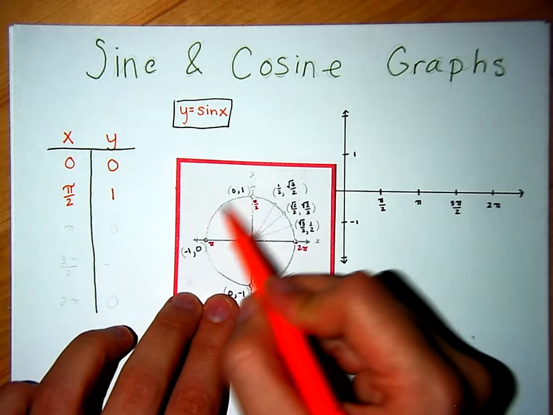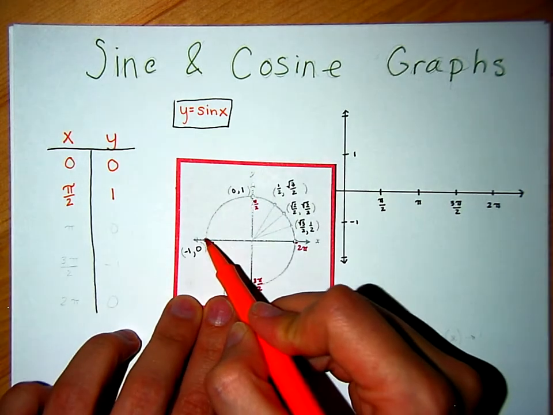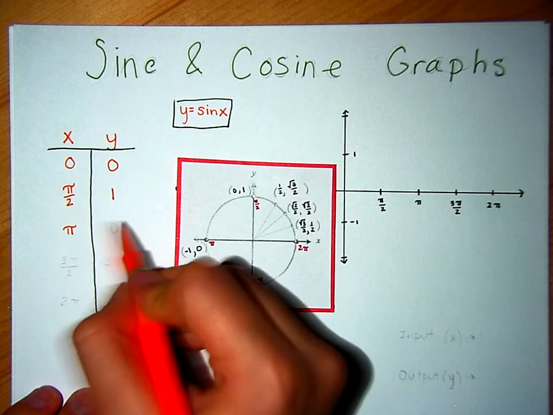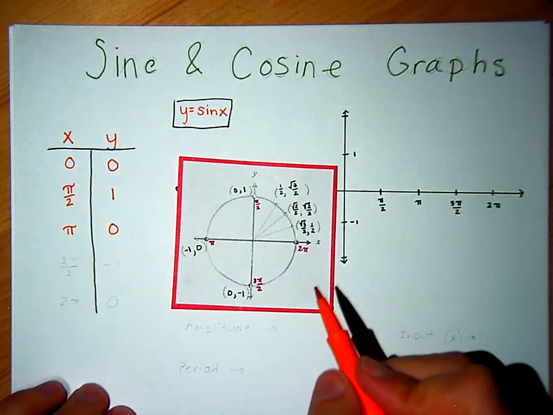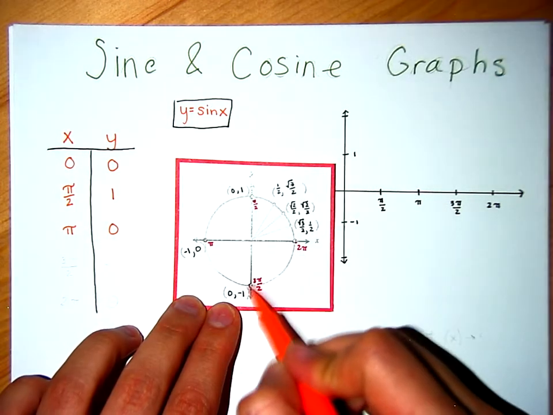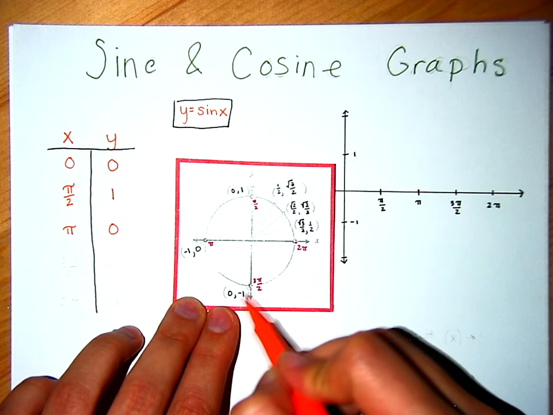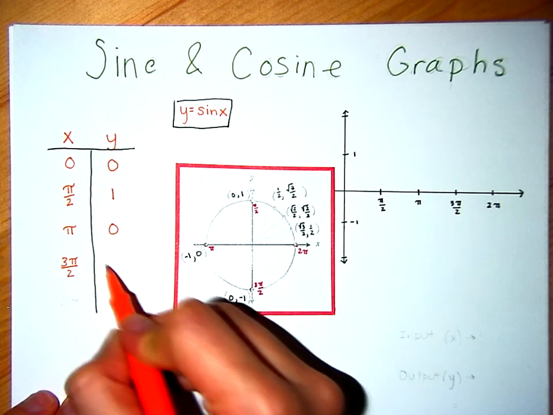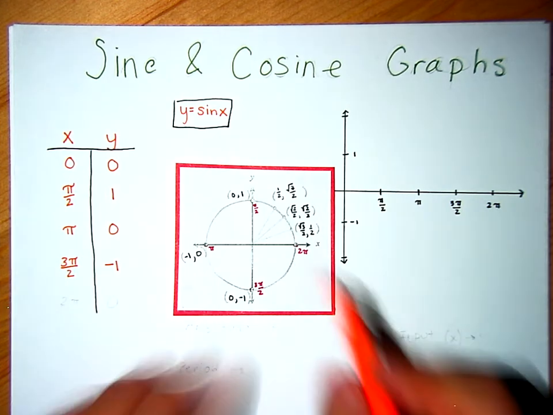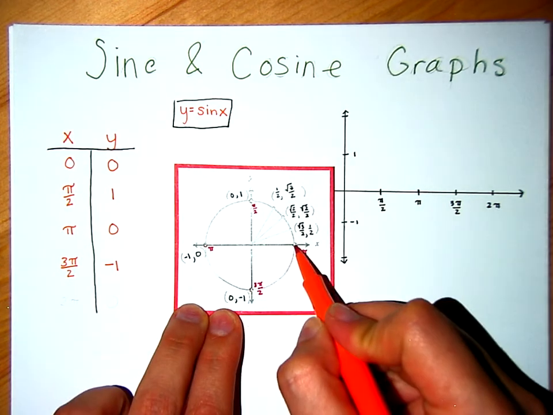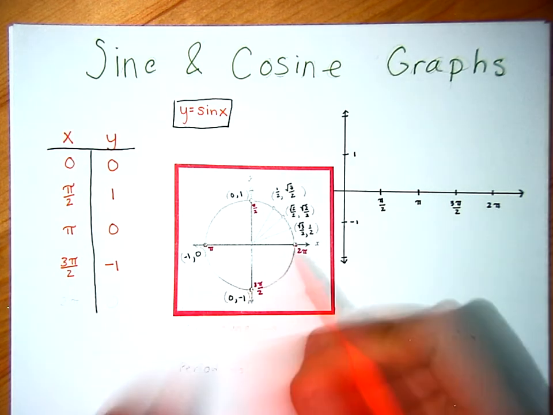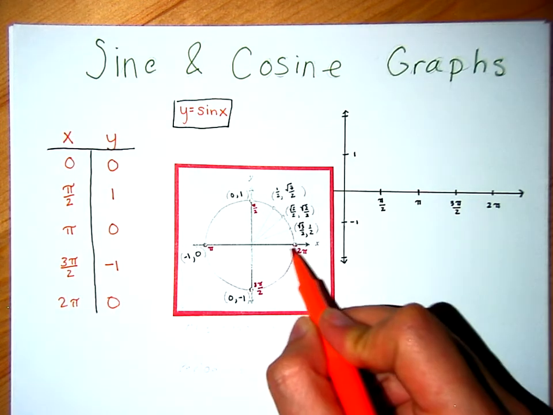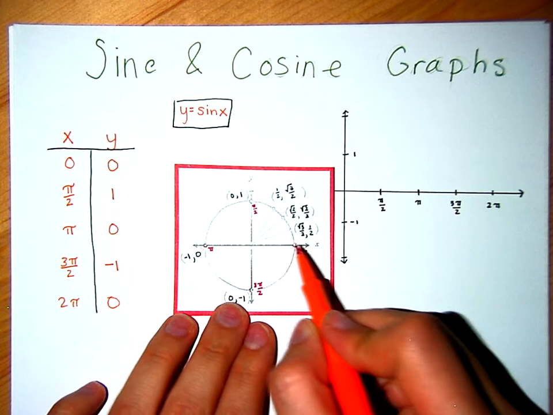Then we come down to pi right here, that's 180 degrees. Our sine value is 0. So when x is pi, sine is 0. We have 3 pi over 2, that's 270 degrees. Our sine is negative 1. So when x is 3 pi over 2, output is negative 1. And then we come all the way back to our 2 pi, and that is again 0 for our output. Sine, or the y value here, is 0.